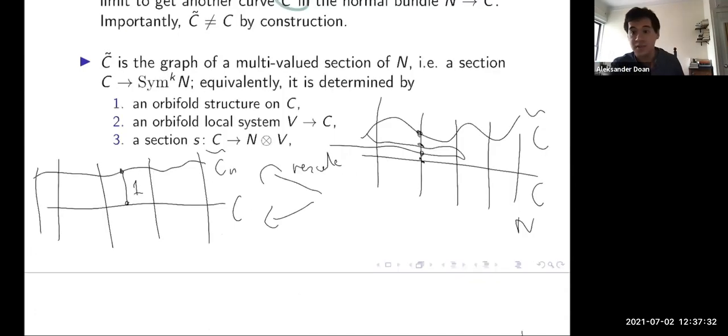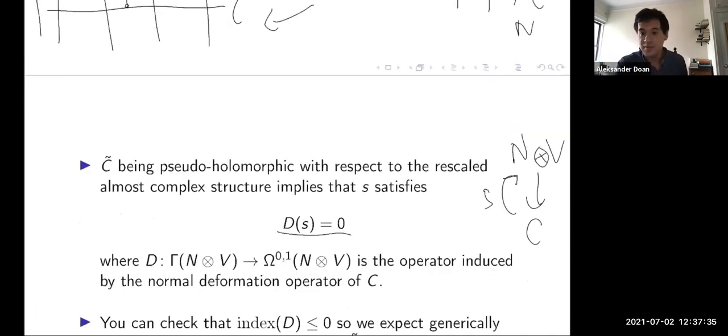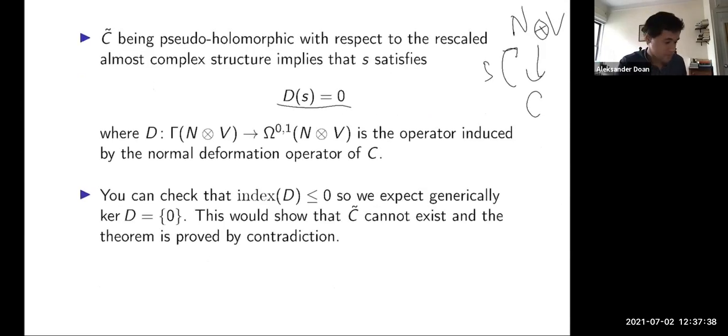Okay, so the upshot is we started with a sequence, and we discovered that if a sequence of embedded curves collapses as currents, then that leads to a pseudo-holomorphic, multi-valued section of the normal bundle. So a solution to the Cauchy-Riemann equation, which is multi-valued. And now you can check using, for example, the orbifold Riemann-Roch theorem, that the index of such a twisted operator in our case will be non-positive. So if everything was generic, we would expect that this operator has no kernel.